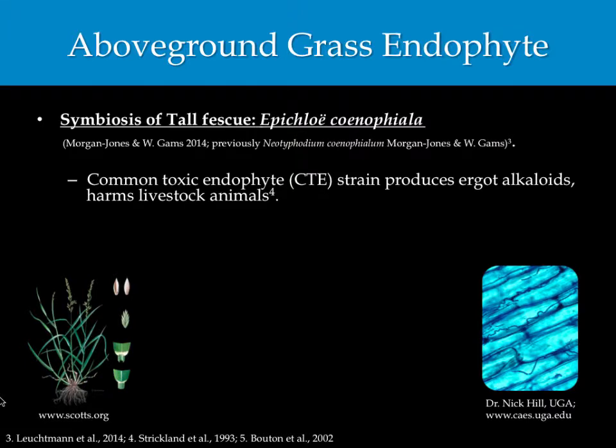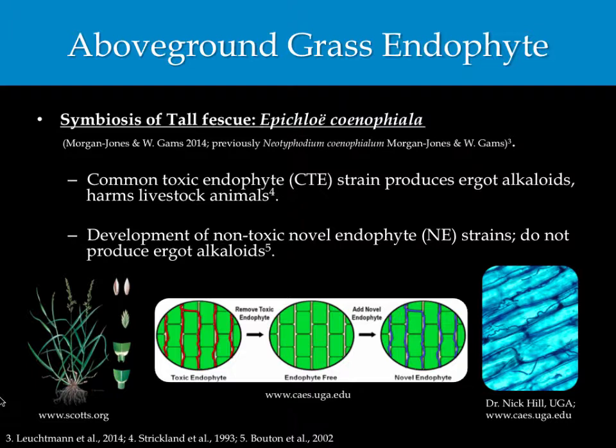This is often termed a defensive mutualism, whereby in exchange for photosynthate and vertical reproduction from tall fescue, the endophyte produces alkaloid compounds that deter herbivory and increase plant fitness. Unfortunately, these ergot alkaloids produced by common toxic endophyte strains, or CTE, harm livestock animals through things like reduced reproductive success or impaired heat tolerance.